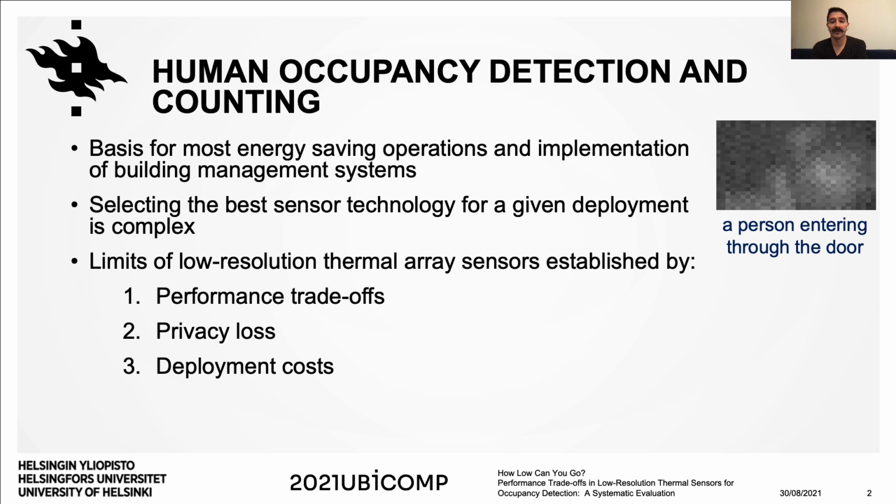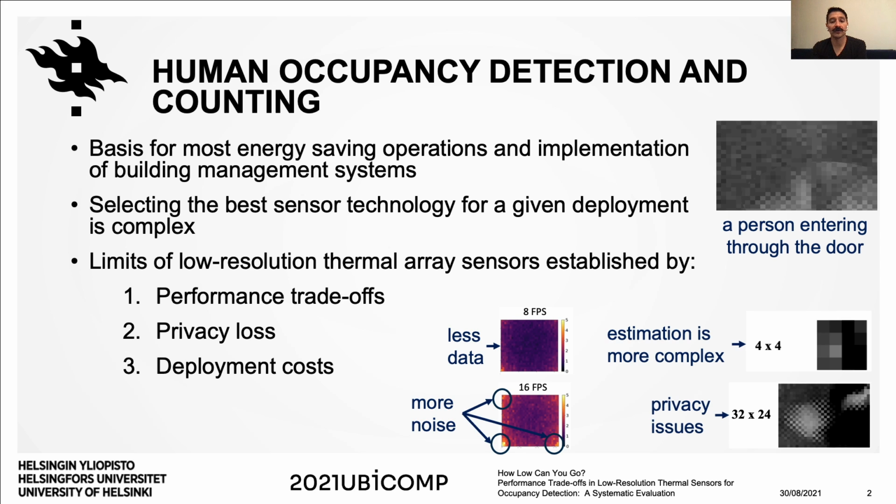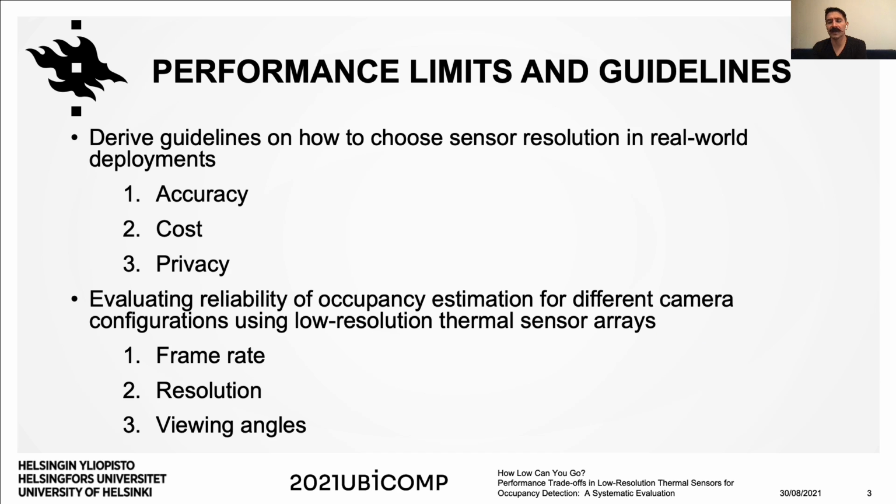and cost. We can see, for example, that while higher frame rate provides more data, it also introduces a higher temperature difference per pixel. Also, while low resolution reduces cost and privacy issues, it increases the complexity to estimate human occupancy. With this in mind, our work provides guidelines to improve occupancy estimation using low-resolution thermal sensors, while minimizing privacy issues and deployment costs. Our analysis facilitates the use of this type of sensors to support real-world deployments.